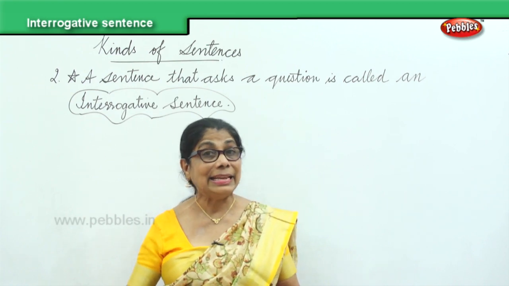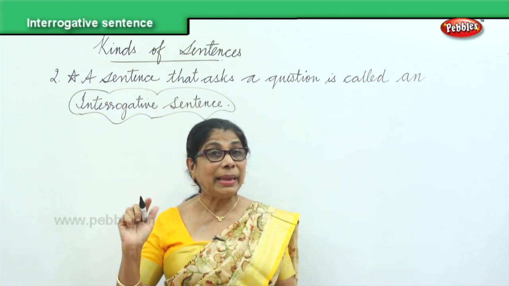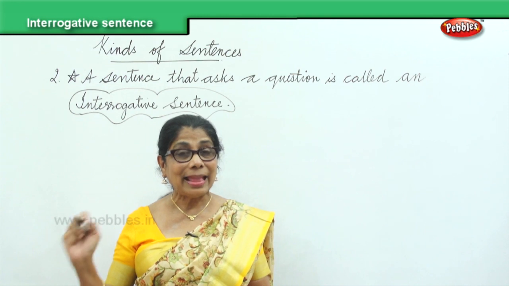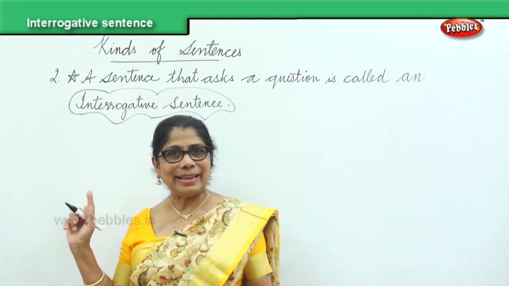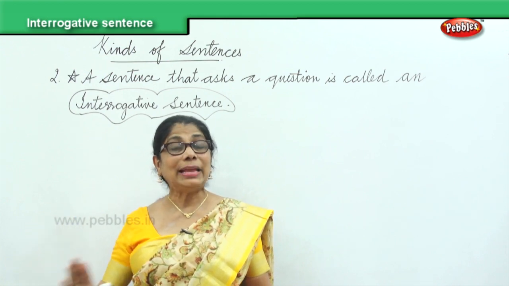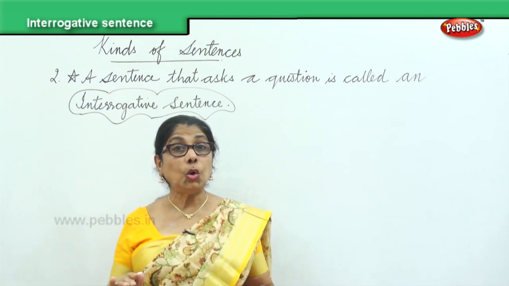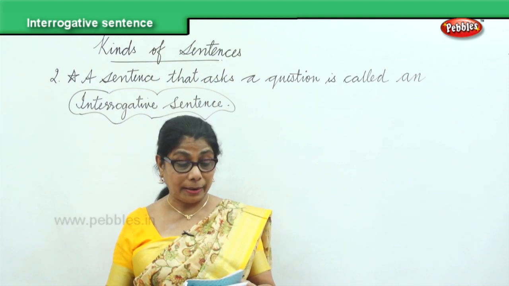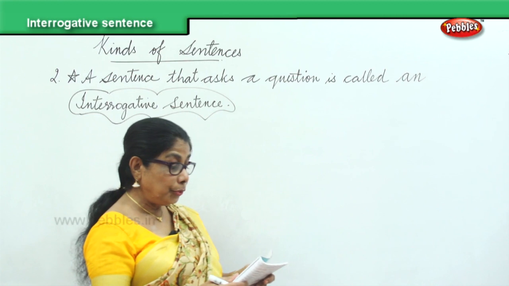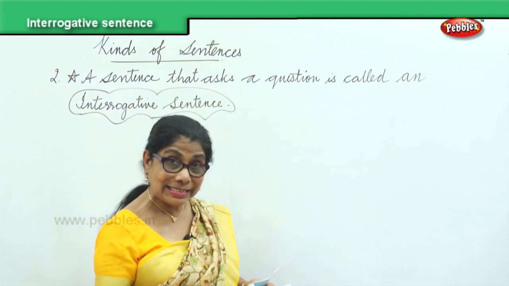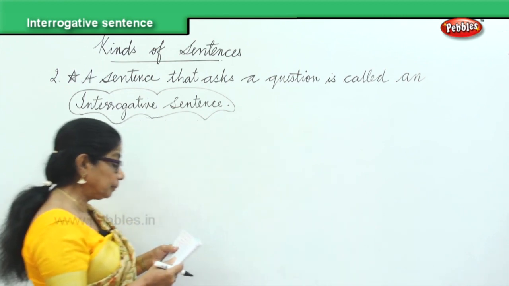And in this sentence, the sentence begins with a capital letter and it ends with a question mark. Because interrogative is question. So it begins with a capital letter, always ends with a question mark. Okay. Now I'll give you a few interrogative sentences for us to practice.